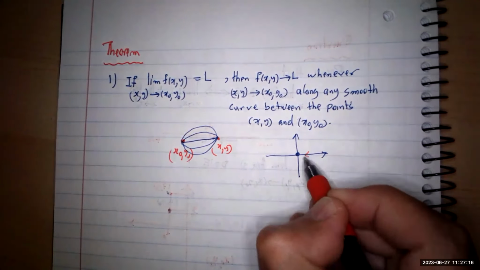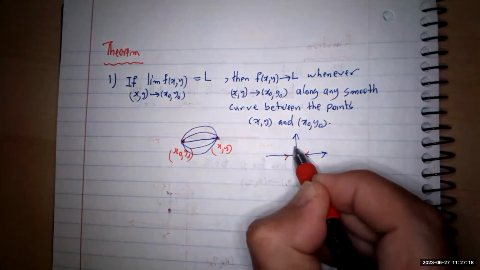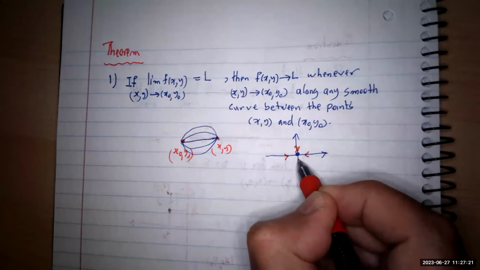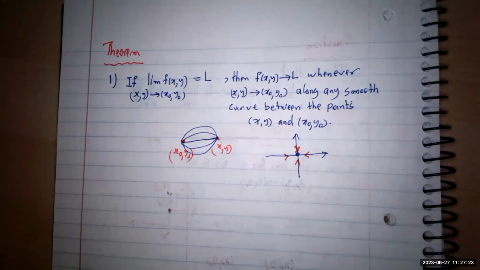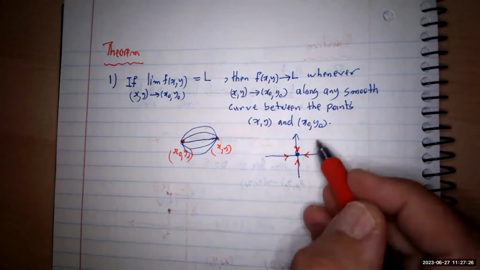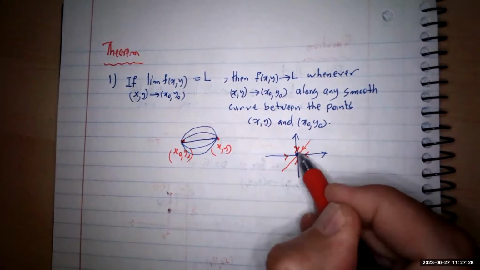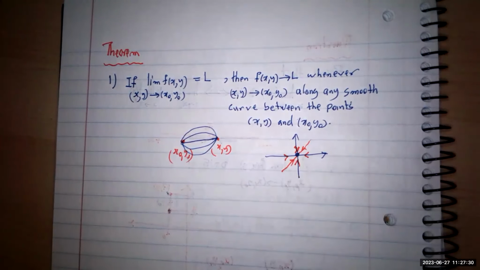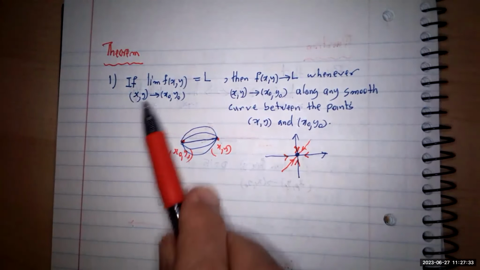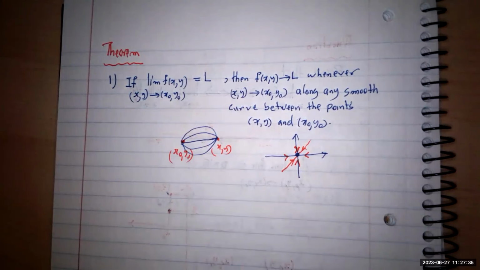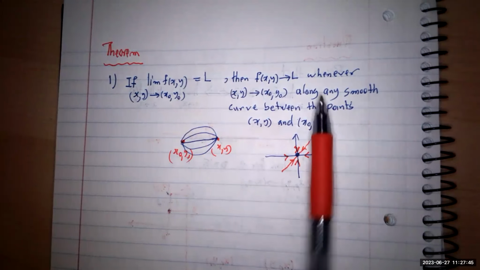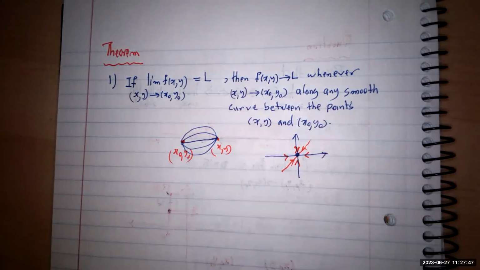You can come from this side, you can come from this side, you can come from this side, or other various points. It doesn't matter. All the time when you find the value of the function, it gets closer and closer to L. So if the limit does exist, then the limit would be unchanged if you pick different directions. That's case one. Any question?